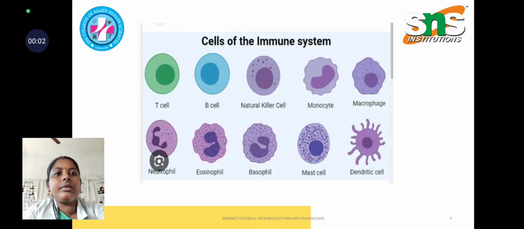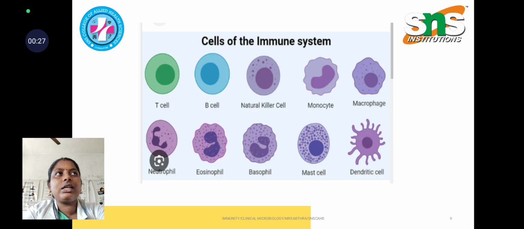So in the previous chapter we have seen the organs of the immune system, wherein we saw several organs involved in the immune system, like lymph nodes, lymphatic vessels, bone marrow, thymus, spleen, liver, blood, etc. So today, in this next chapter, we are going to see the cells of the immune system.